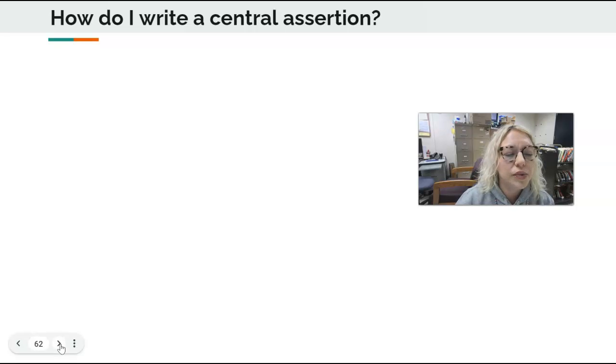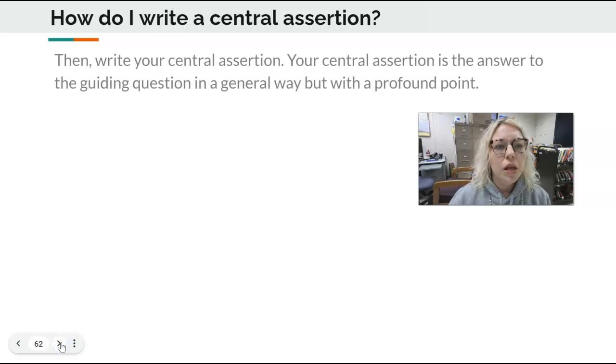First, I'm sorry, before we get to the examples, write down the next question. How do I write a central assertion? So you'll have to do this in your essay and then also in Mastery Check 5.6. All right, so after you find your 3 key points that you want to make answer the guiding question, you write your central assertion. Your central assertion is the answer to the guiding question, but it's a little bit more general, then your 3 key points.